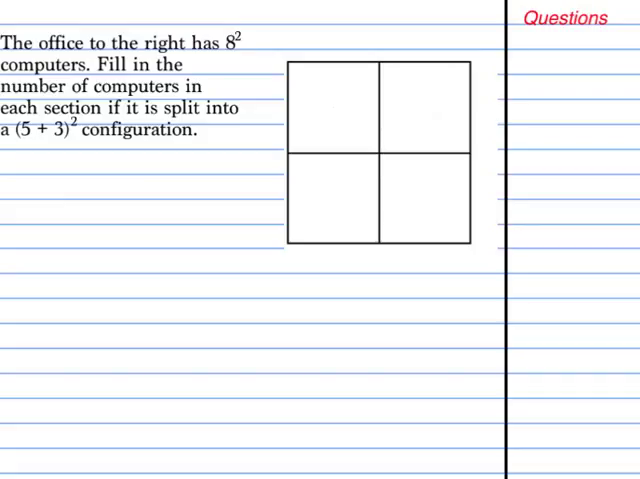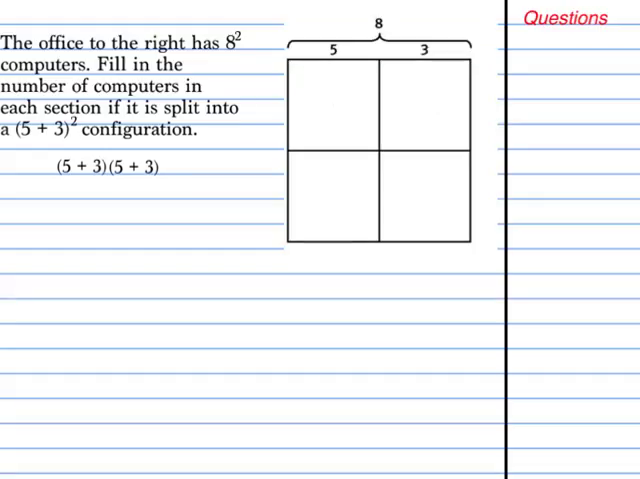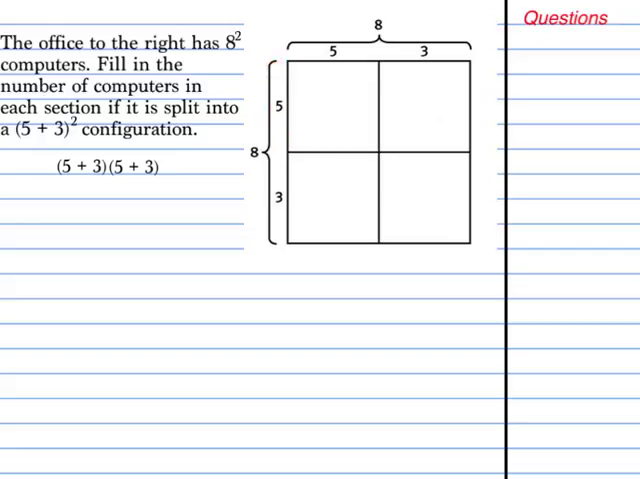So here, the office to the right has 8 squared computers. We're going to fill in the number of computers in each section as if it's split up into a 5 plus 3 squared configuration. Keep in mind, 5 plus 3 represents 8. So 8 times 8 is 8 squared, and we're going to divvy up these boxes to represent that. So here, I'm going to have 5 columns and 3 columns for a total of 8 columns. And then in this one, I'm going to have 5 rows and then 3 rows for a total of 8 rows.